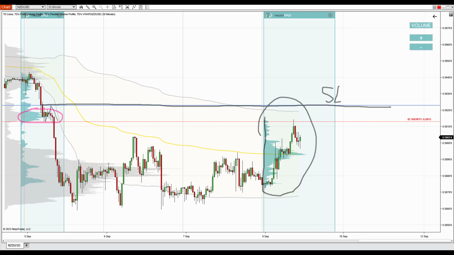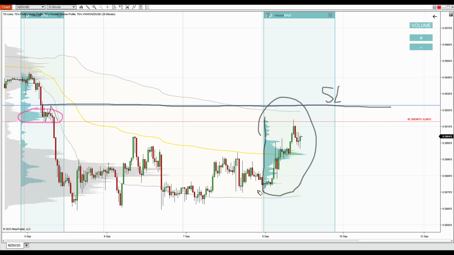Now, why I'm talking about stop loss is I wanted to have a positive risk reward ratio with this trade. Risk reward ratio at least 1, which means a winning trade will get me more than I would lose if it was a losing trade.